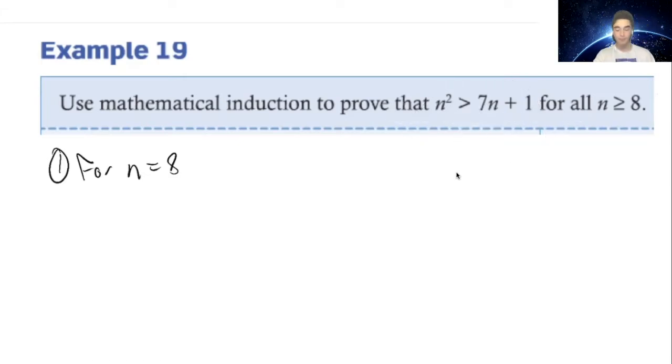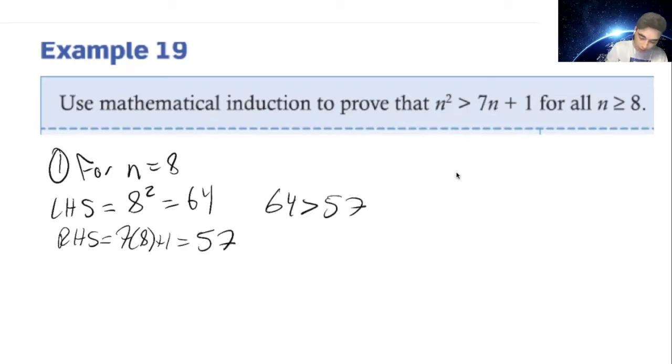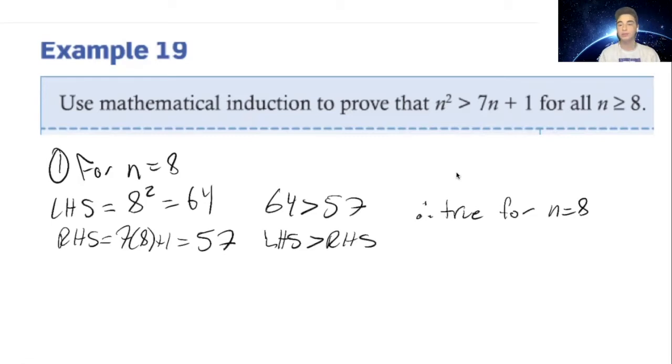For the left-hand side, we have 8 squared, because we're just plugging in 8 for n, which is 64. For the right-hand side, we plug in 8 also: 7 times 8 plus 1, 57. We know 64 is greater than 57. In other words, left-hand side is greater than right-hand side. Therefore, true for n equals 8. Easy as that. First step done.